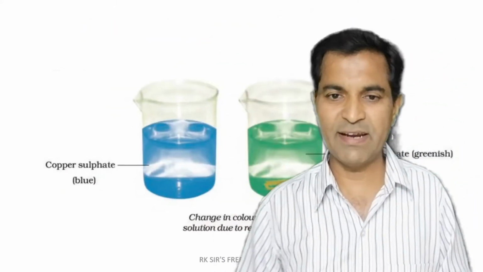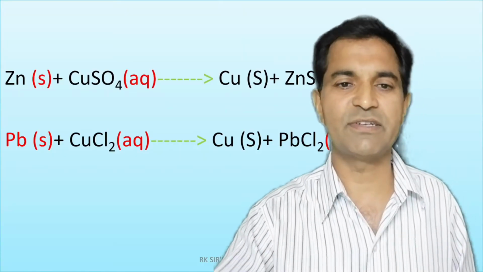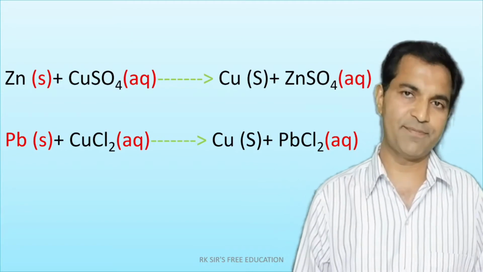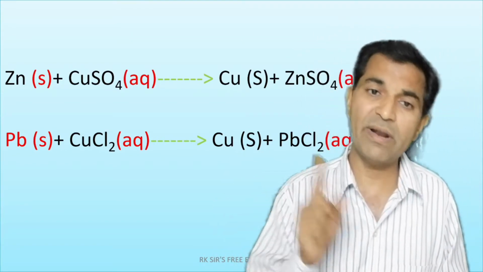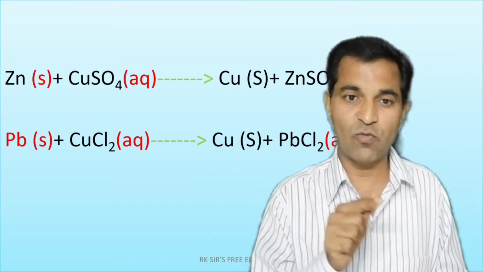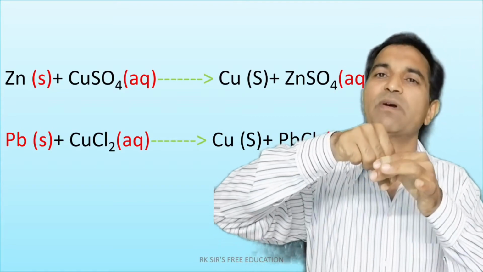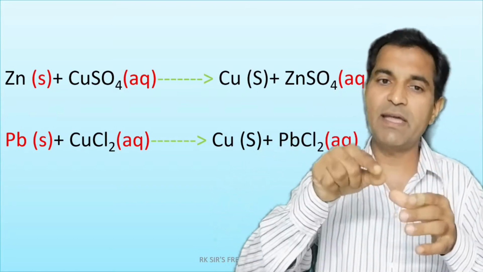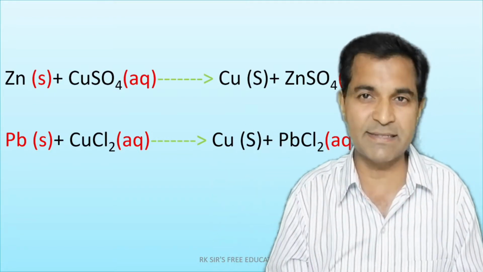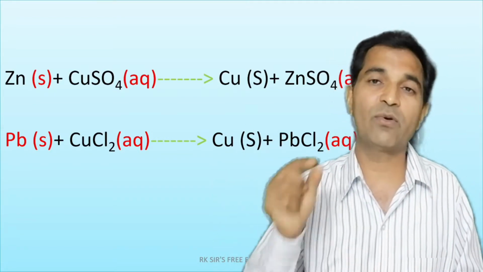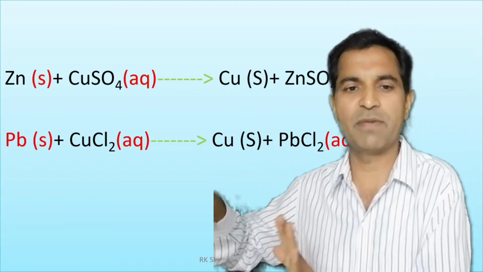So copper sulfate is blue in nature and iron sulfate is greenish in nature. Take one more example, zinc. The same thing is also applicable with zinc. Zinc is also more active than copper. So what happens when zinc is placed in the solution of copper sulfate? Then zinc displaces copper from the copper sulfate and a solution of zinc sulfate will be produced, and copper will set itself aside in a corner.